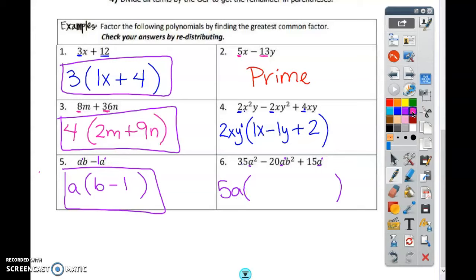So if I divide 35 by 5, that's 7. If I take out an A, how many A's do I have left over? 1. Okay? Then negative 20 divided by 5, that's negative 4. If I take out an A, there's no more. I don't have to take out B's, so I'm left with 2 B's right there, because I didn't take any out. And then A right here, if I take it out, then I don't have an A left over. 15 divided by 5 is 3.